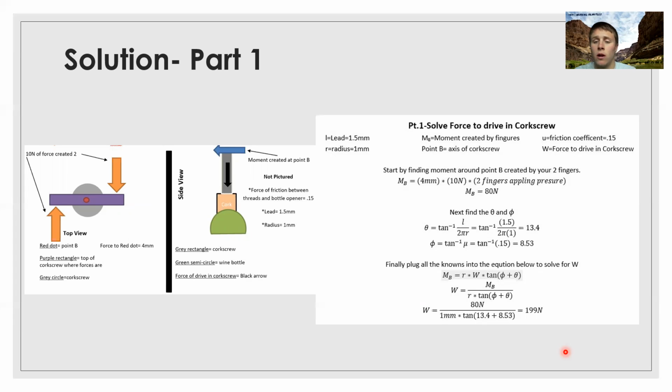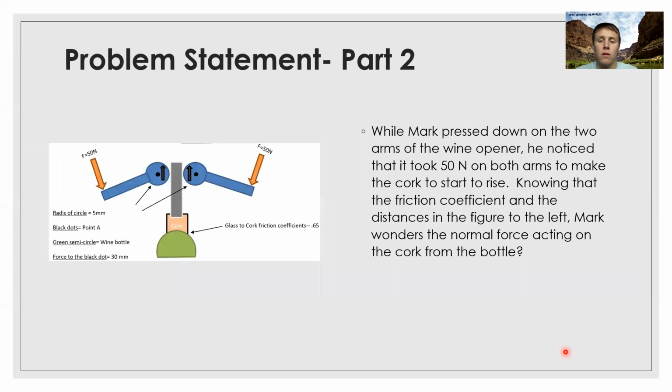But those are a couple of points of discussion that could be talked about. The second problem statement says, while Mark presses down on the two arms of the wine bottle opener, he notices that 50 newtons on both arms. He needs to press 50 newtons on both arms to start to raise the cork. Knowing the friction coefficient and the distances in the figure to the left, as shown over here, Mark wonders the normal force acting on the cork from the bottom.